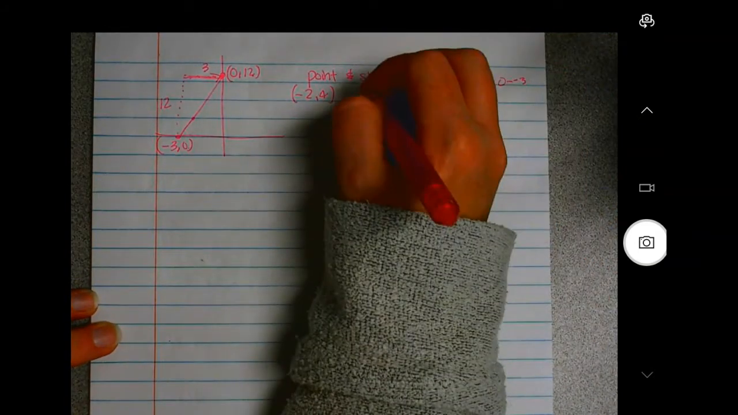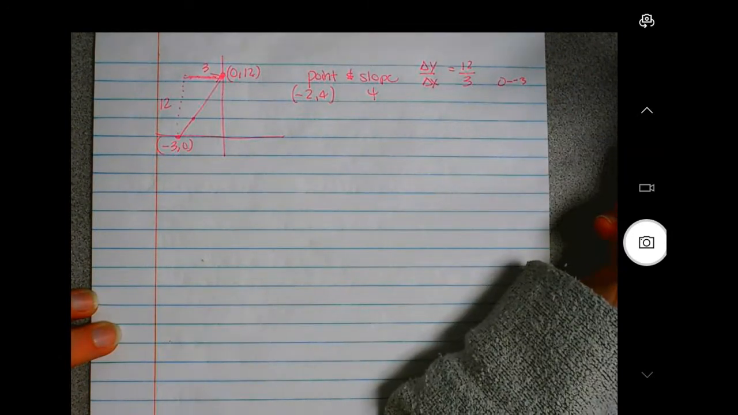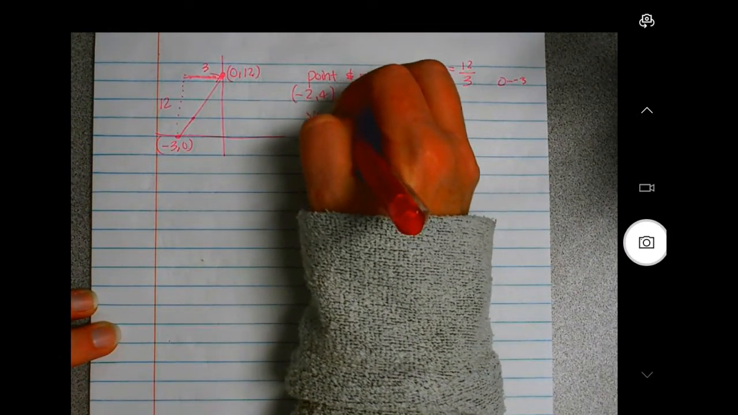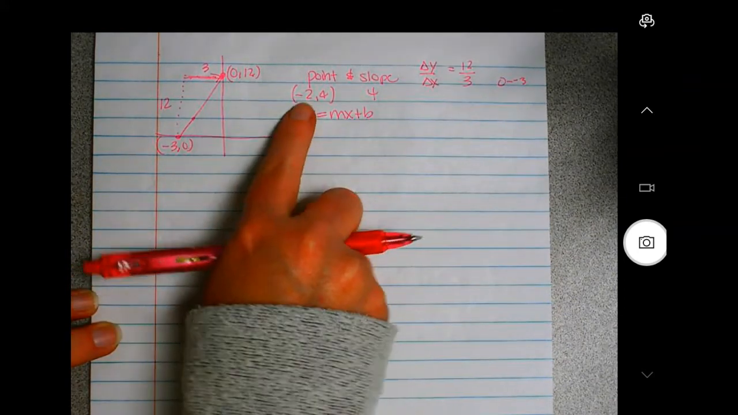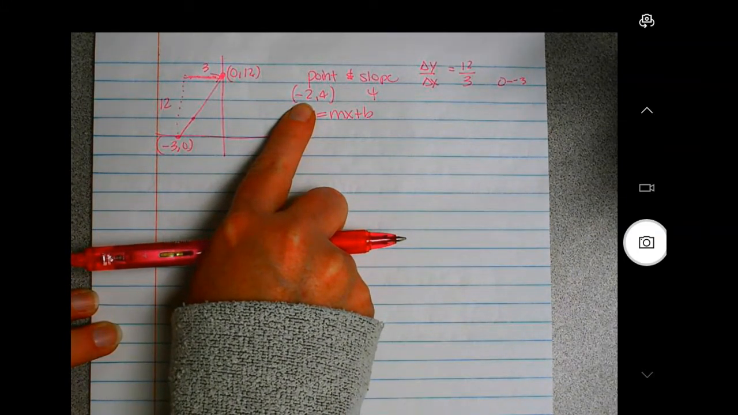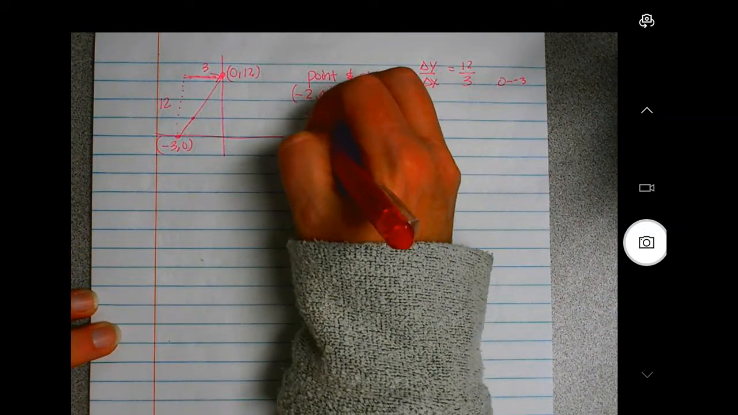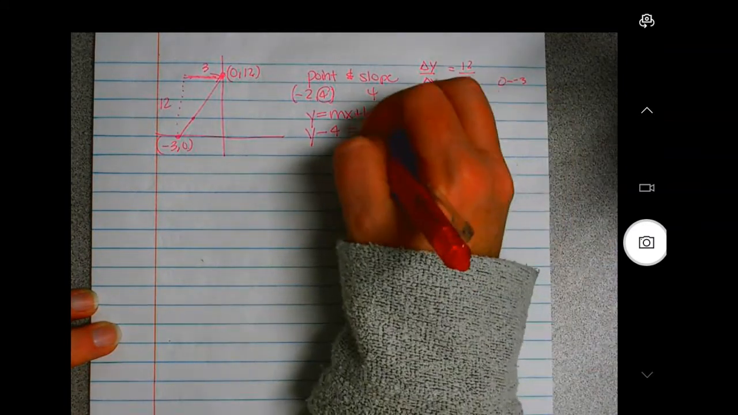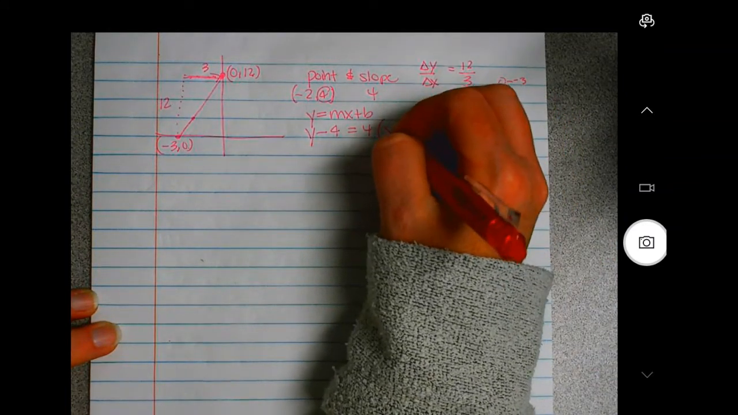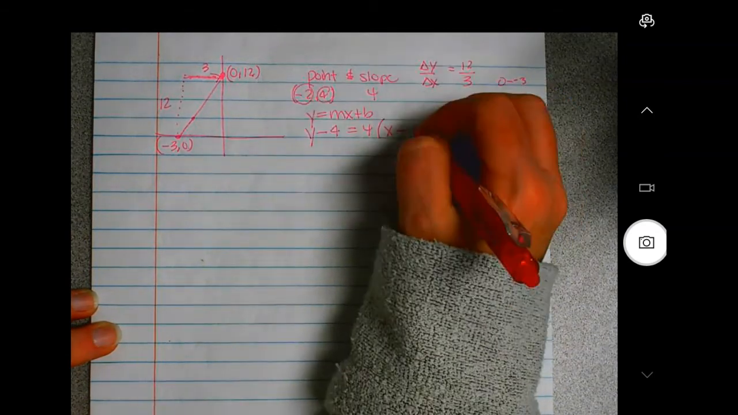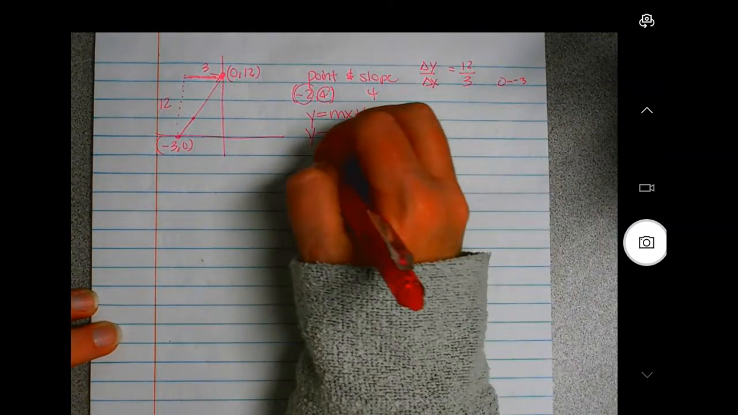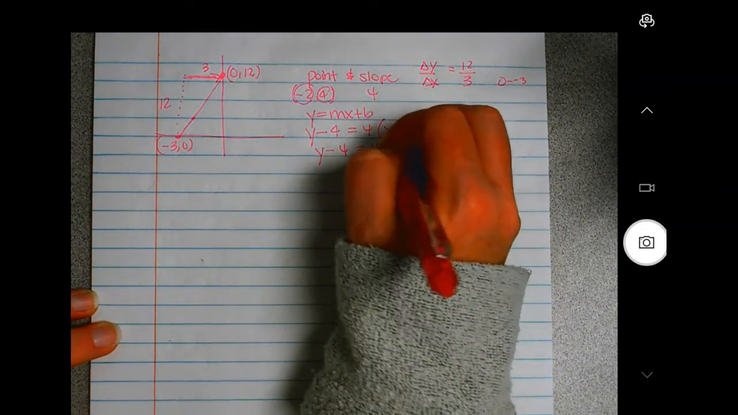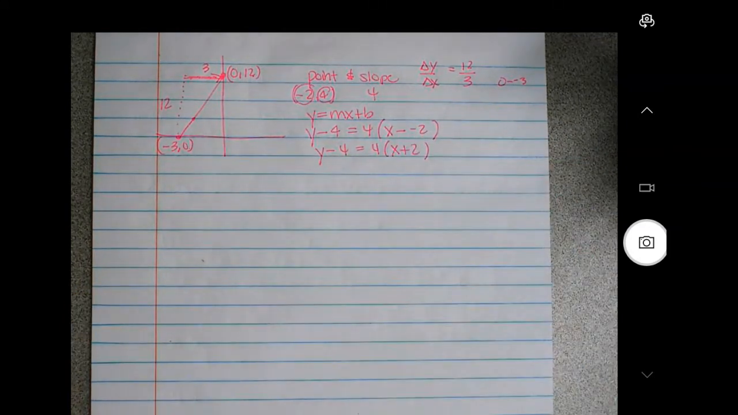So the slope is 4, and my equation is either y equals mx plus b, which is not what you're using with negative 2, 4. So we have to go y minus the y value equals slope, which is 4, x minus the x value. Y minus 4 equals 4x plus 2. So to draw the equation of a line, you need a point and a slope. And then you need to know the equations for lines.